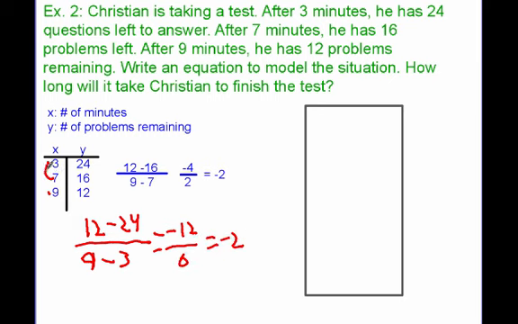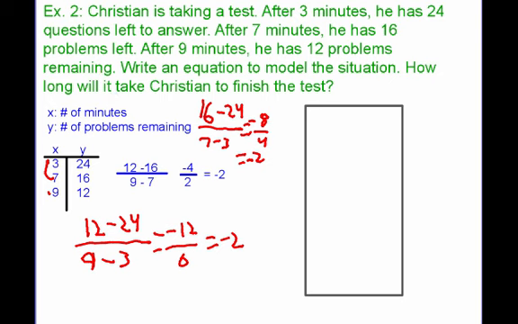I could also test these two. I could say 16 minus 24 over 7 minus 3, which gives me negative 8 over 4, which is 2. Or, sorry, negative 2. So it is constant. Our slope is negative 2.